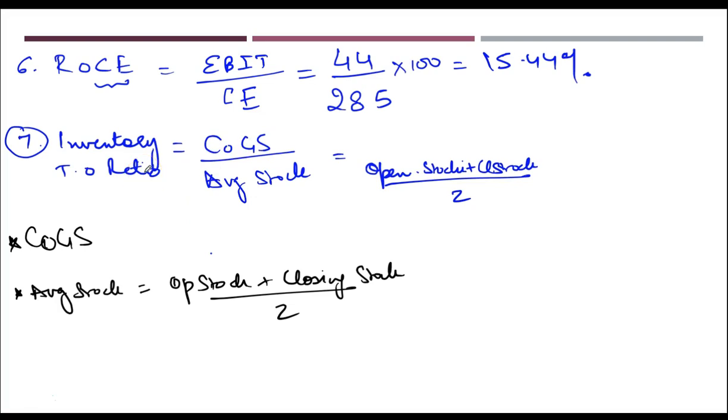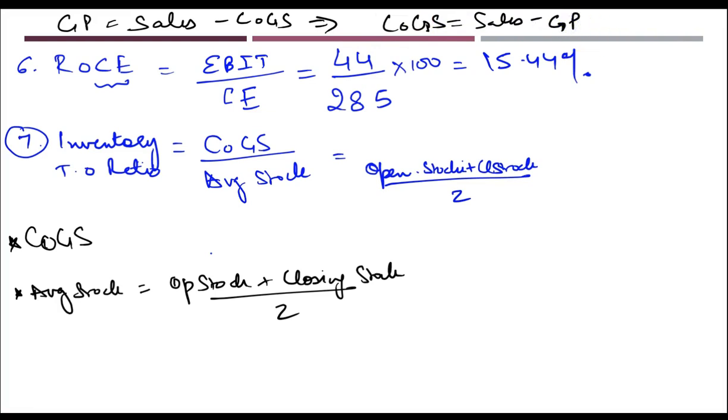So because gross profit is equal to sales minus cost of goods sold, right? You remember that gross profit is equal to sales minus cost of goods sold. This is how you calculate the gross profit. Therefore, cost of goods sold is equal to sales minus gross profit.